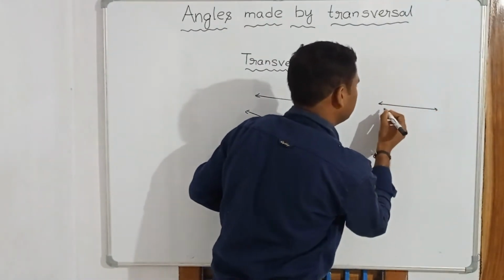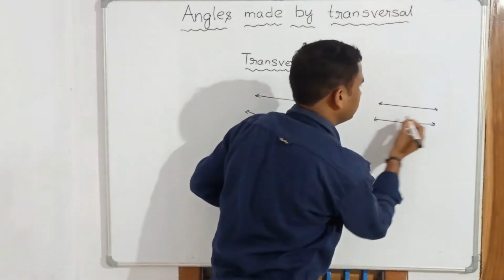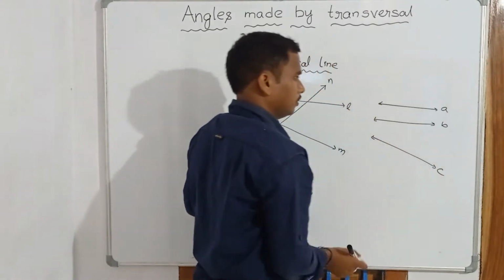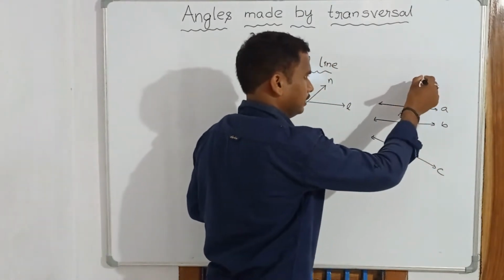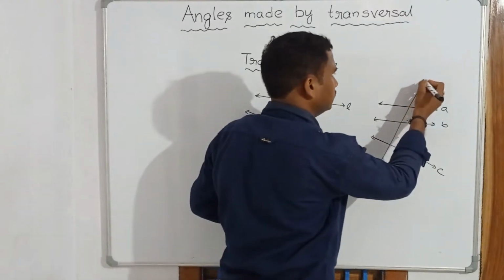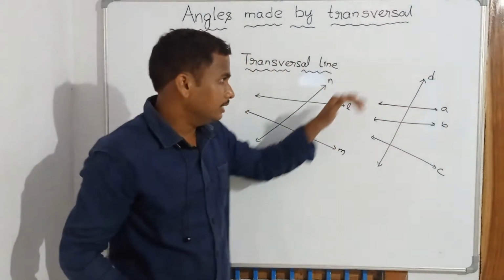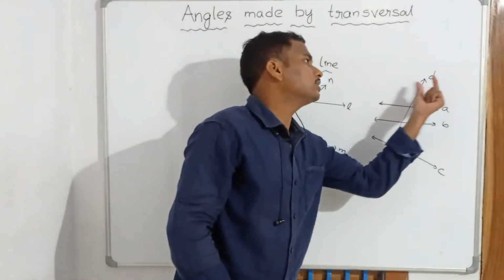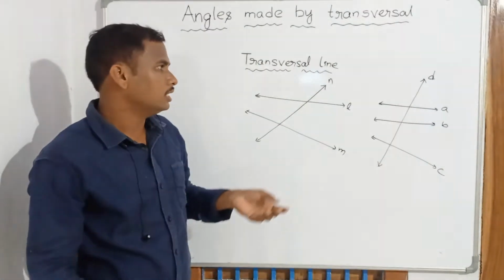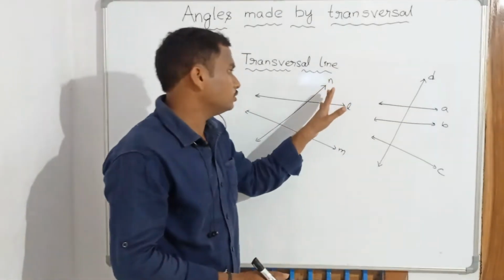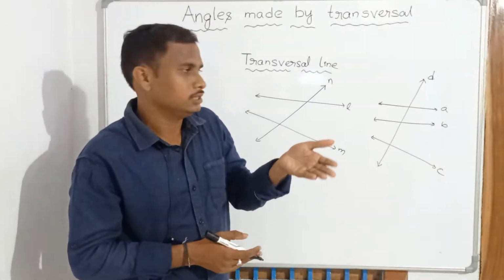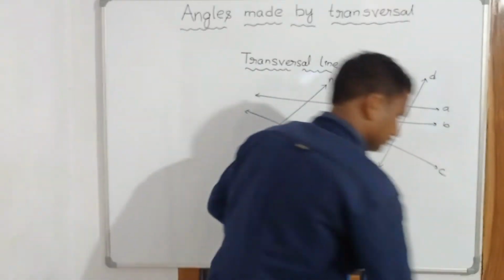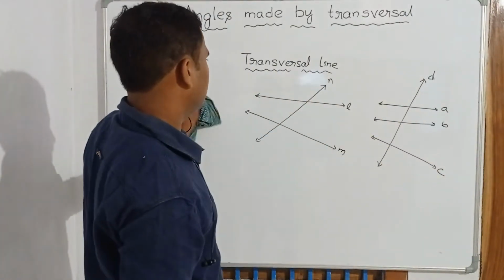See this another diagram. For example, this name A, this name B, this name C. Okay, this line is A, B, C. For example, D. This is a line D. D line is passing through A, B, and C. That means D is called a transversal line. Understood? Transversal line means a line is passing through two or more lines. Two lines or three lines or four lines, any lines. Okay, that is the transversal line.